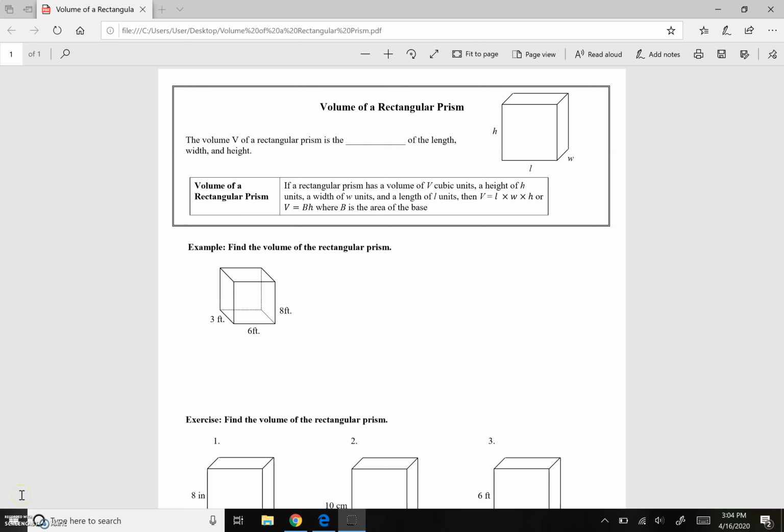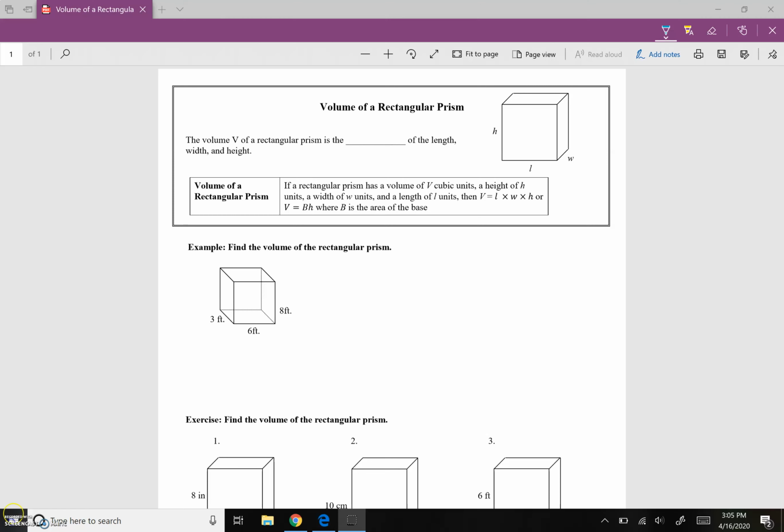The first volume we're going to work with is the rectangular prism. The volume, designated with a capital V, of a rectangular prism is the product of the length, width, and height. The formula looks like volume equals length times width times height.